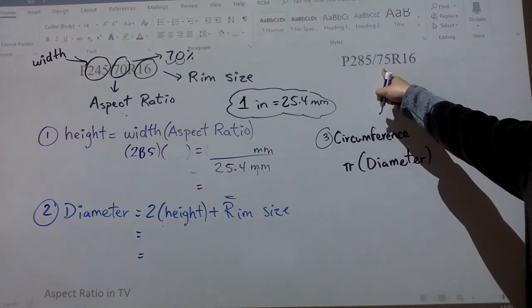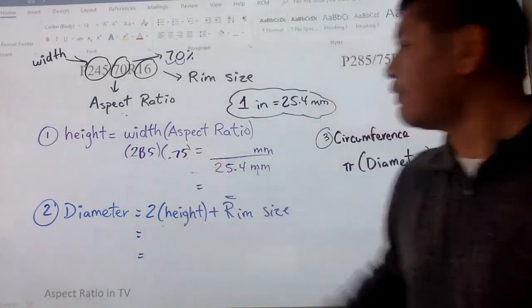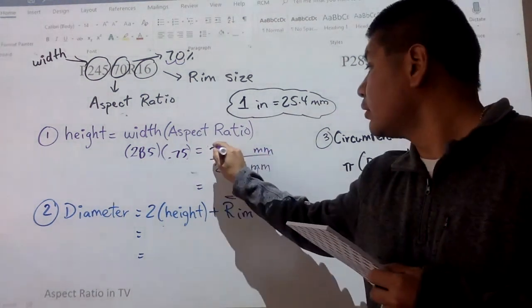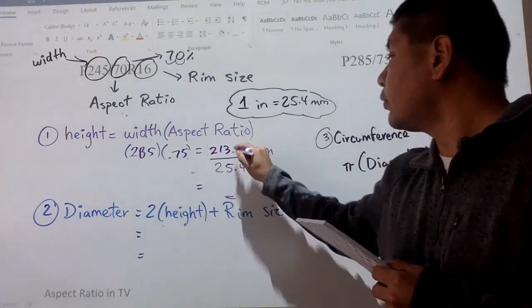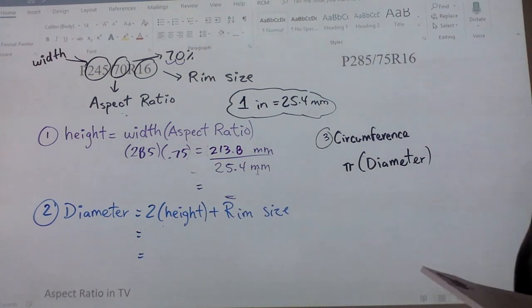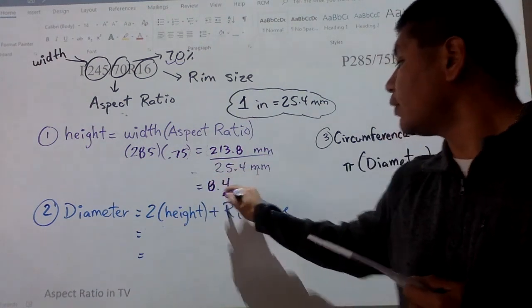But let me emphasize this. This must be a decimal. So 0.75. You multiply it across, it should give me a total of 213.8 divided by that. Do not forget this one. That's how people get it wrong on my test. 8.4. 1 decimal place.